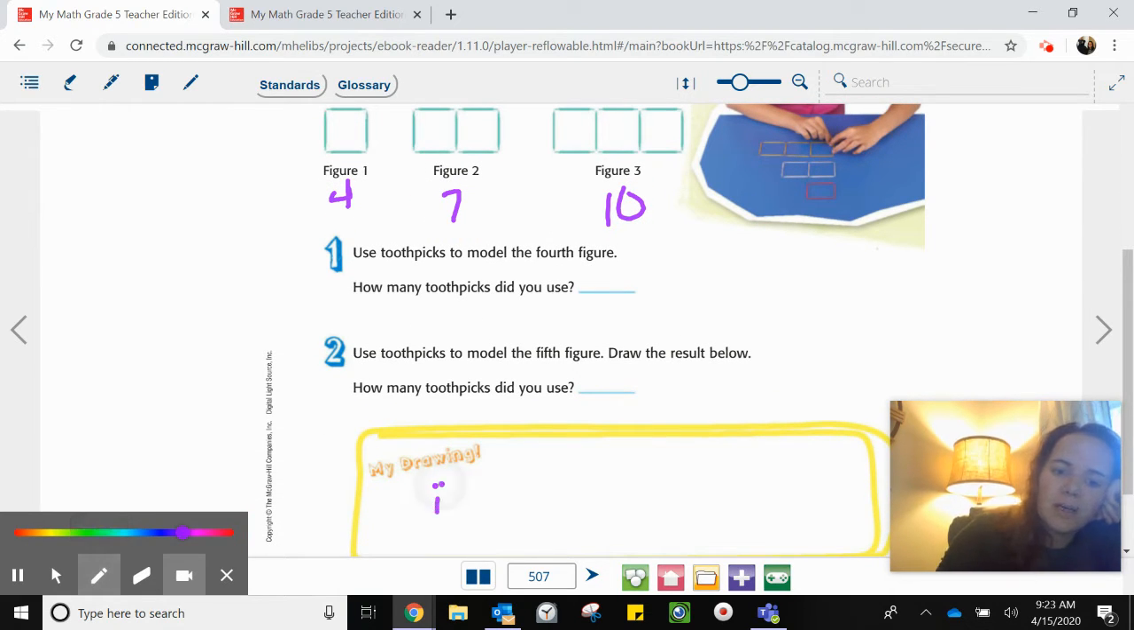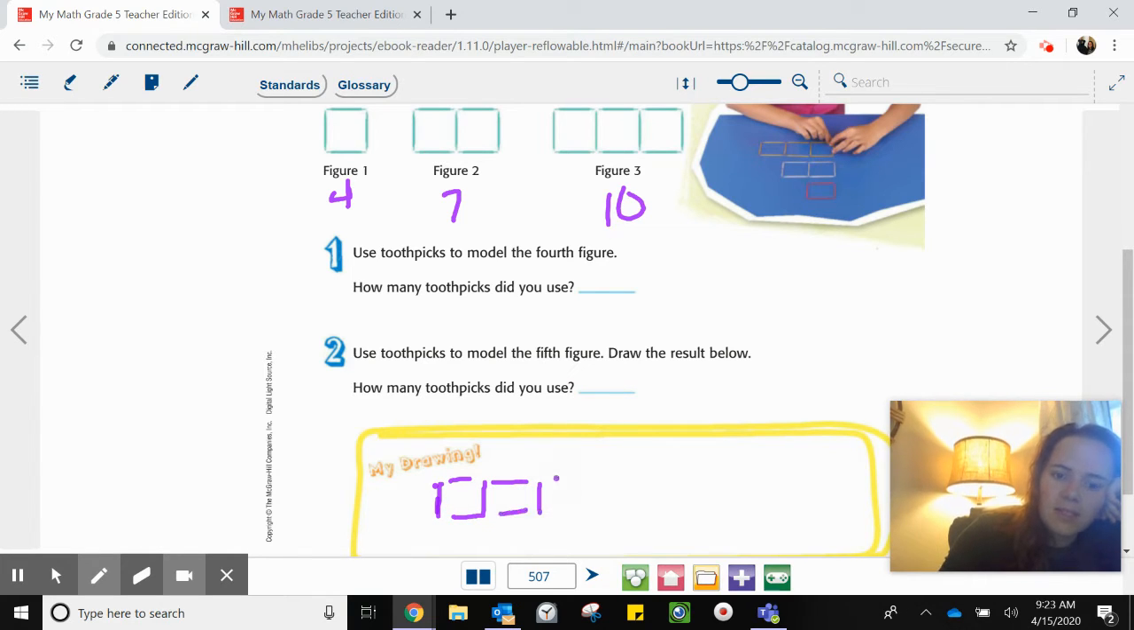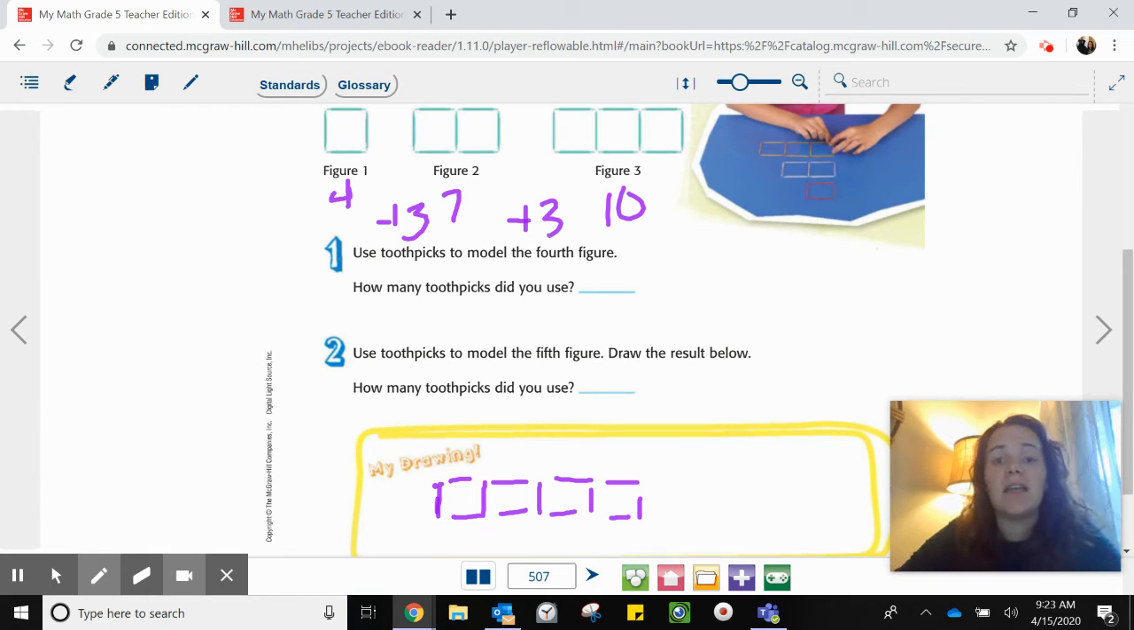So figure 1 had 4, 7, 10. Here we go. So now I can draw figure 4, which would have 3 more. So if each time we are adding 3 to get to the next term in our sequence, that means that our next one is going to have 13 toothpicks. And what about in the fifth figure? Well, if figure 4 has 13, then figure 5 must have 13 plus 3, which is 16. Okay. Pretty easy cheesy. Meet me on the next page.